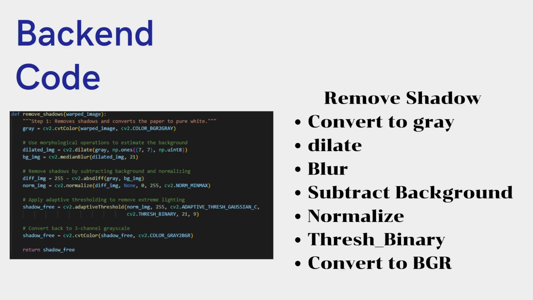And this is our remove shadow code. What it does is convert the image to grayscale. Then it uses morphological operations to estimate the background. Then it subtracts the background and normalizes brightness. And then it applies adaptive thresholding to remove the unwanted shadows. And it also converts everything back to BGR for the output.